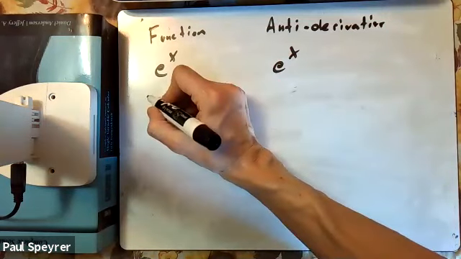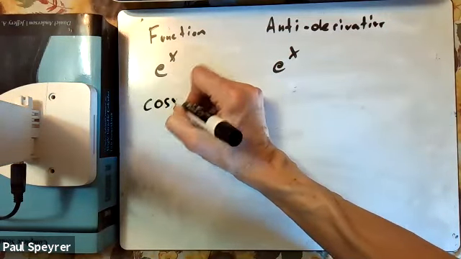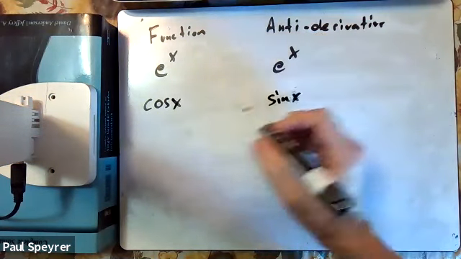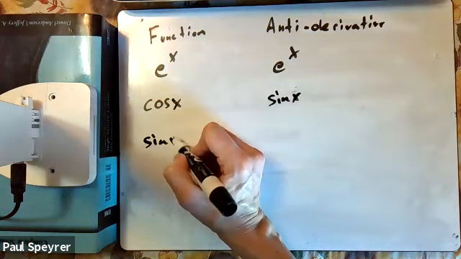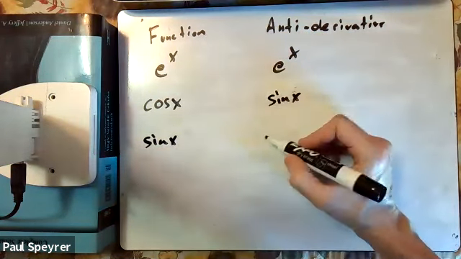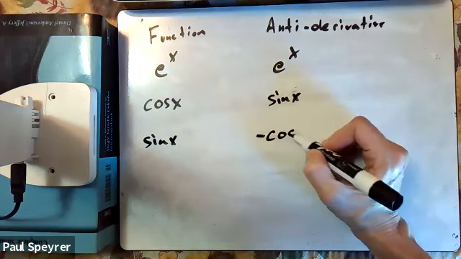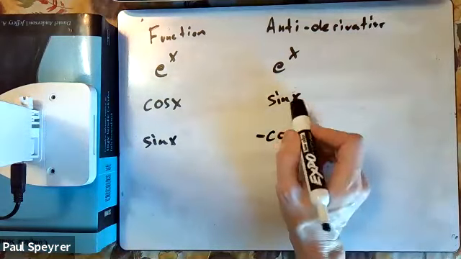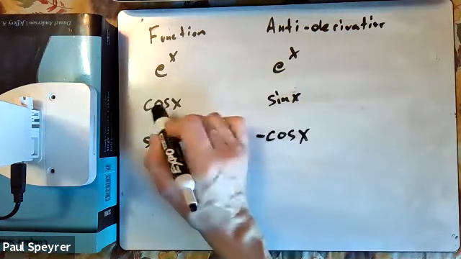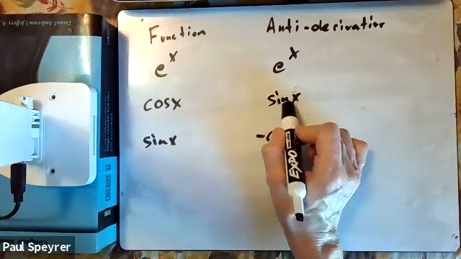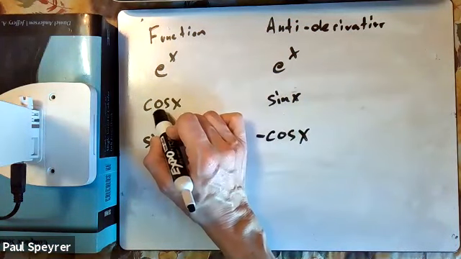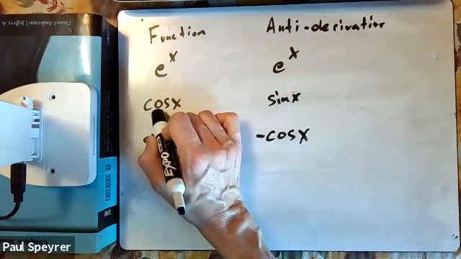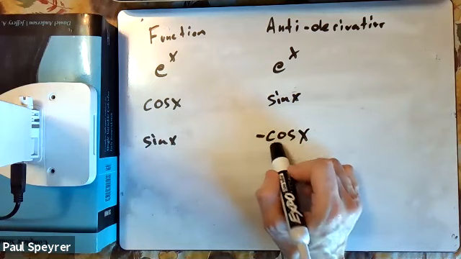What about, say, cosine of x? What's the antiderivative of that going to be? Sine of x. Or the derivative of sine of x, I'm sorry, the antiderivative of sine of x is going to be negative cosine of x. Now, how do you check these right here? Well, remember, if I take the derivative of this, I should get back to here, right? So if I take the derivative of an antiderivative, I should be able to get back to my original function. So what's the derivative of sine of x? Cosine of x. What's the derivative of negative cosine of x?